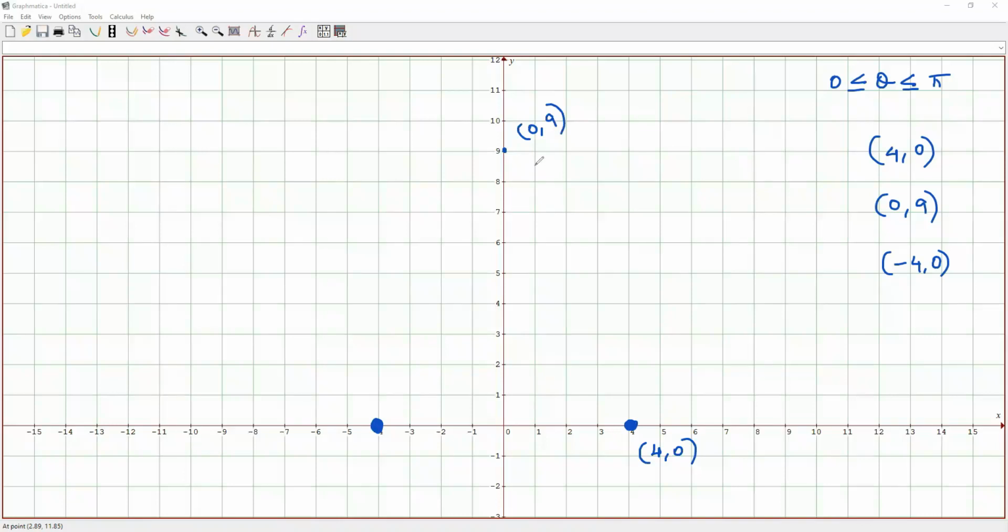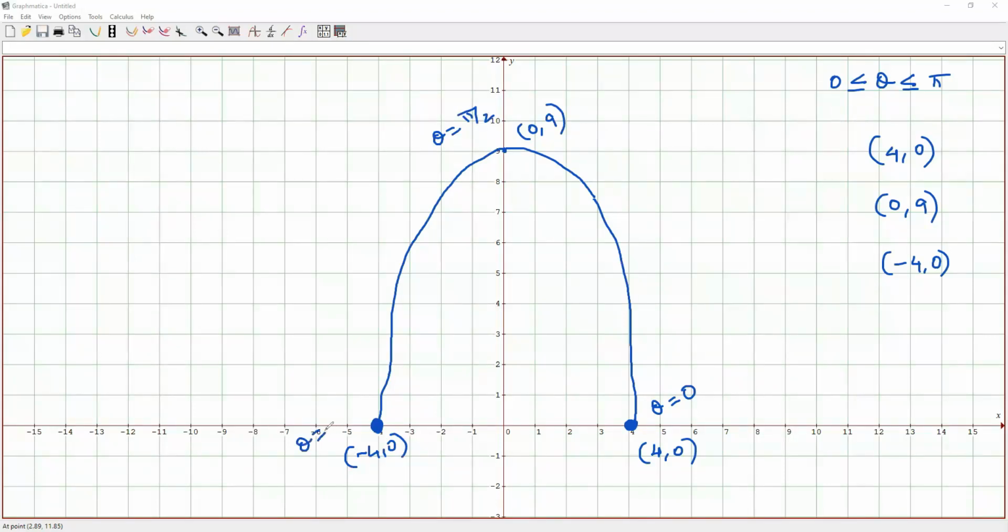Now we just have to draw the curve by freehand. Okay, this is almost half of the ellipse. When theta is equal to 0, we get the point 4, 0. When theta is equal to pi over 2, I get the point 0, 9. When theta is equal to pi, I get the point -4, 0. So the starting point is 4, 0, and then we go to the point 0, 9. From 0, 9 we move to the point -4, 0.